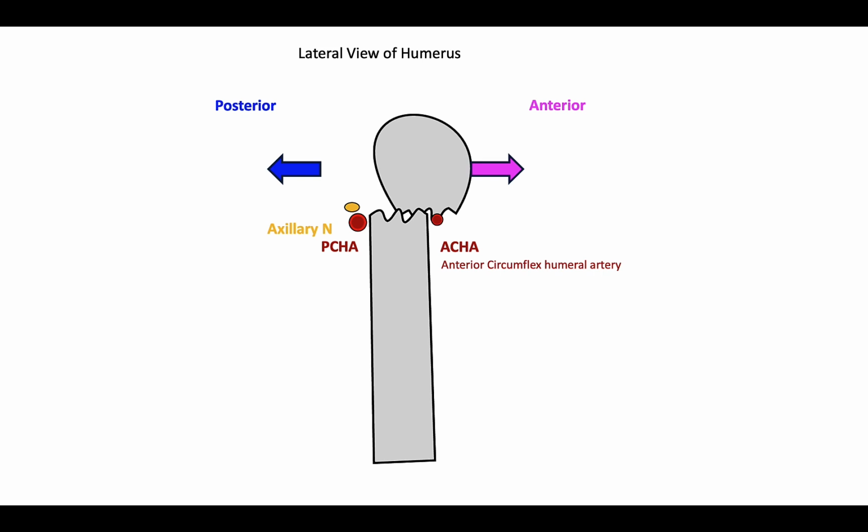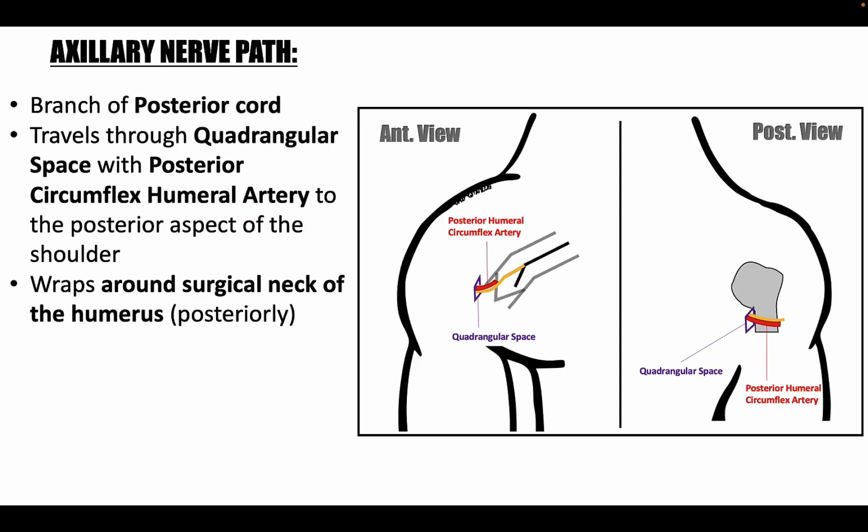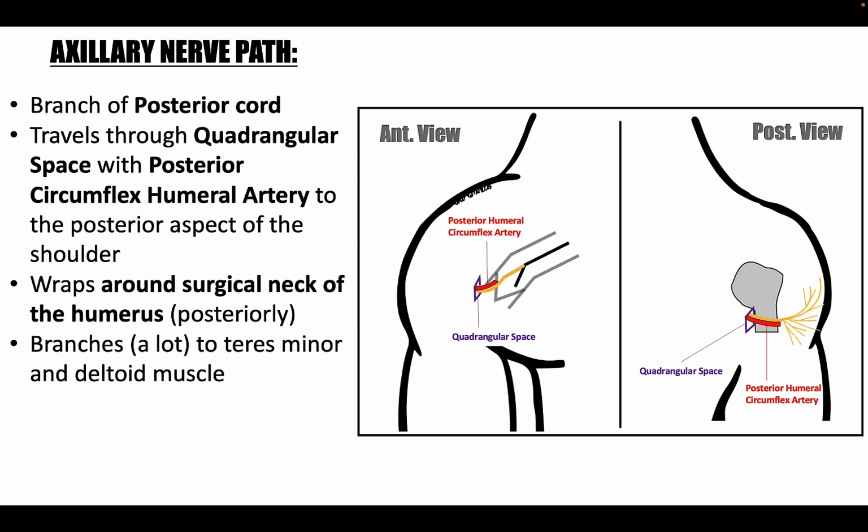So the direction of the fracture does matter. Pretty cool, huh? After wrapping around the posterior aspect of the surgical neck, the axillary nerve branches a ton. It trees out hard. So when you did your posterior shoulder dissection and you lifted up the posterior deltoid head to look underneath, you saw tons of branches of this nerve as it gets ready to innervate the deltoid and the teres minor and then terminate into the skin over the shoulder bump, aka the shoulder contour.